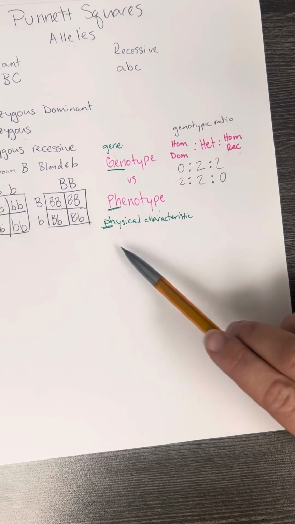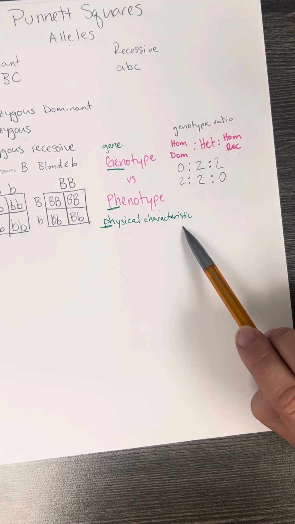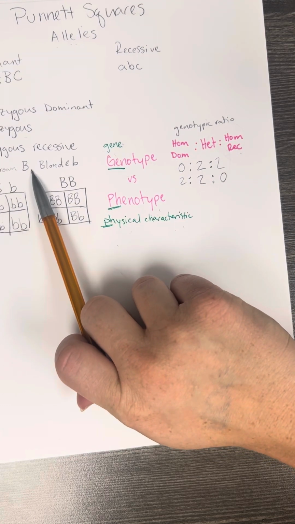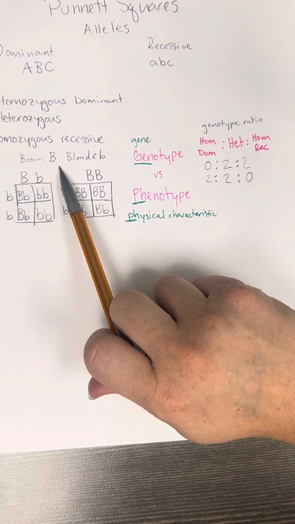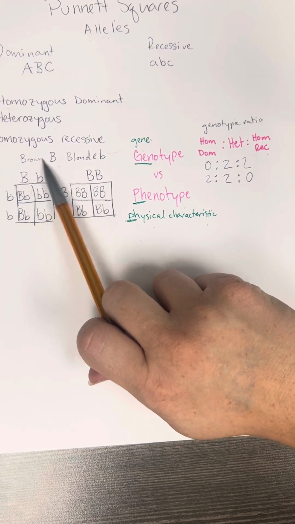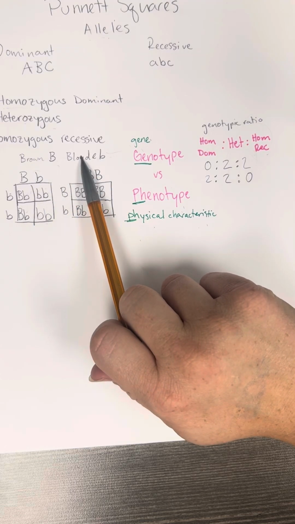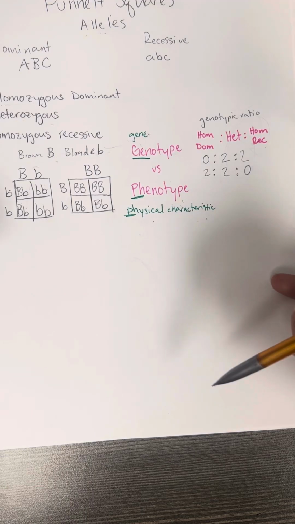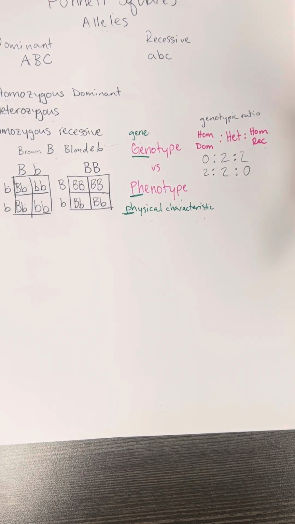Phenotype, however, that's a physical characteristic. That's asking, do I see it? So in this case, it gives us the gene, and then it tells us the phenotype. It says that the dominant is brown, and the recessive is going to be blonde. So what that means is, on these kids, do I see brown hair or do I see blonde hair?